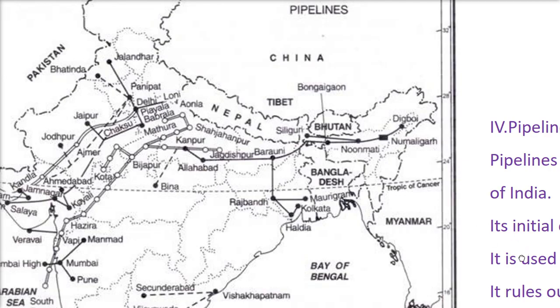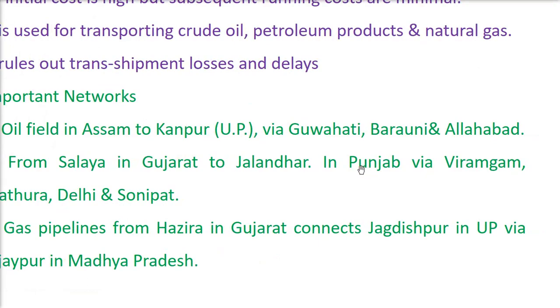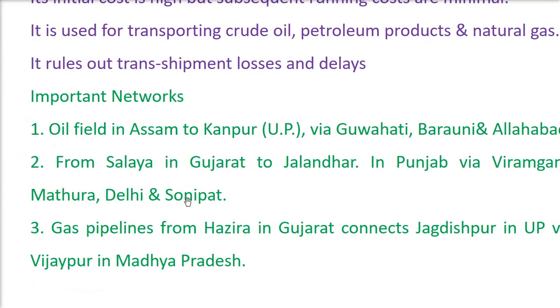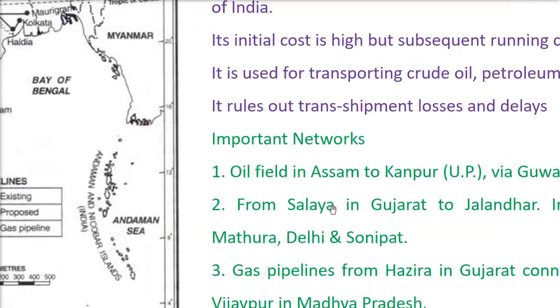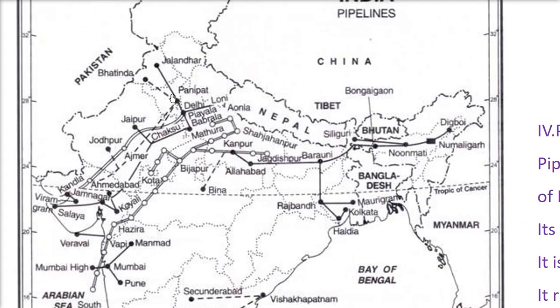This also is connected. The second one is from Salaya in Gujarat to Jalandhar in Punjab, via Viramgram, Mathura, Delhi and Sonipat. So this is the line we are talking about. This is Viramgram, Salaya, and then it goes up to here, and then finally to Jalandhar. In between it also touches various places.